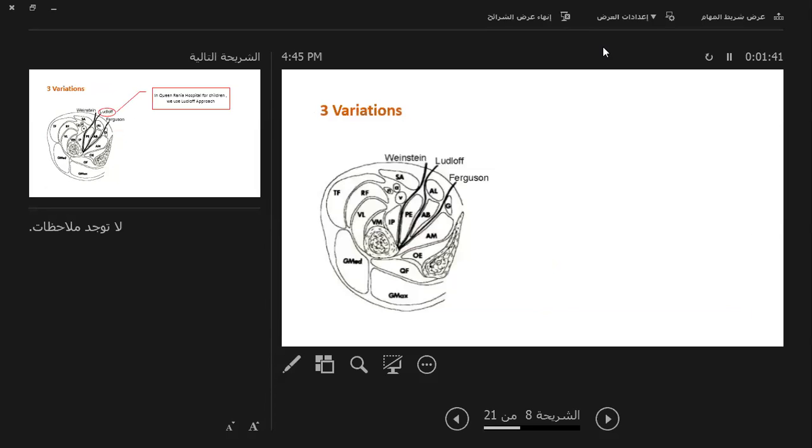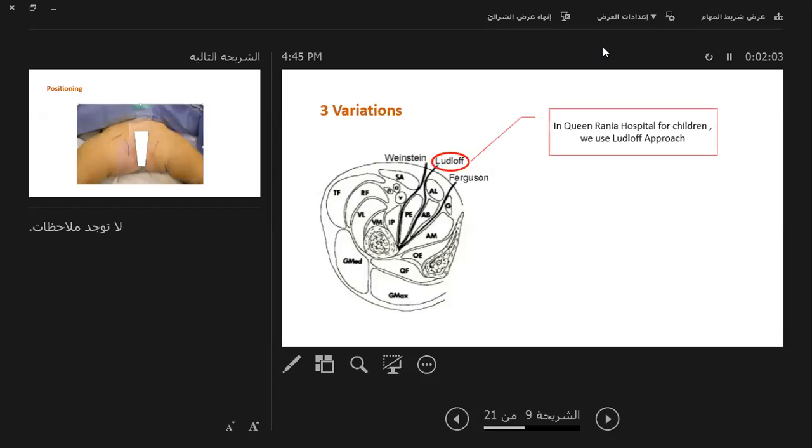Despite the different variations of the medial approach, for example the Weinstein variation, which goes more anterior, between the neurovascular bundle and the pectineus, or the more posterior one, the Bergson, which is between the adductor brevis and the gracilis, we found that the lateral approach is the most direct and the safest. It goes directly to the hip, and it is the standard approach in the Queen Rania Hospital for children.